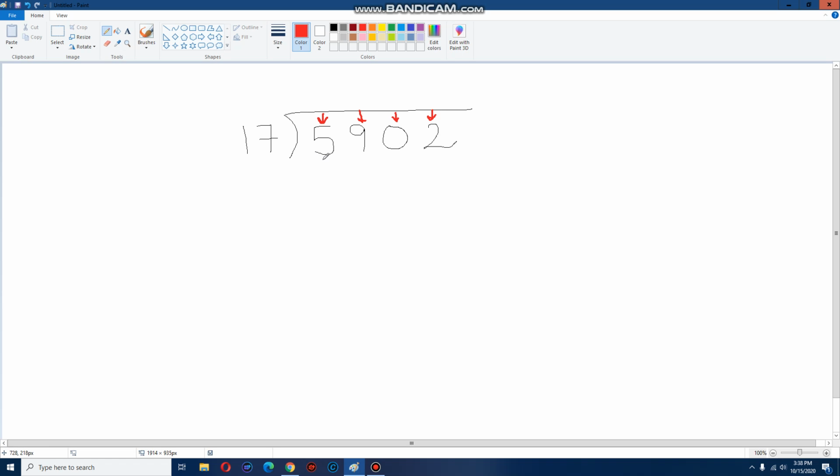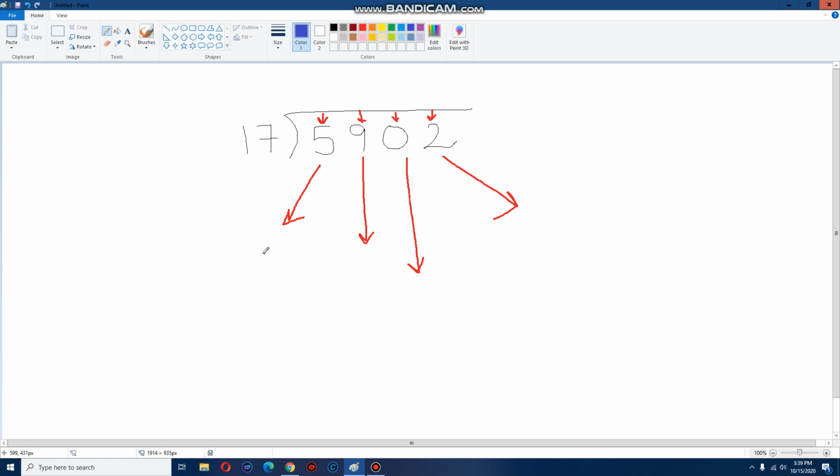So we got four numbers over here. We got 5, 9, 0, and 2. So I'm going to break them into four separate parts. We're going to get four arrows like this. Obviously, we're going to make a little space so that we have enough space to write everything. And now we're just going to write the numbers down.